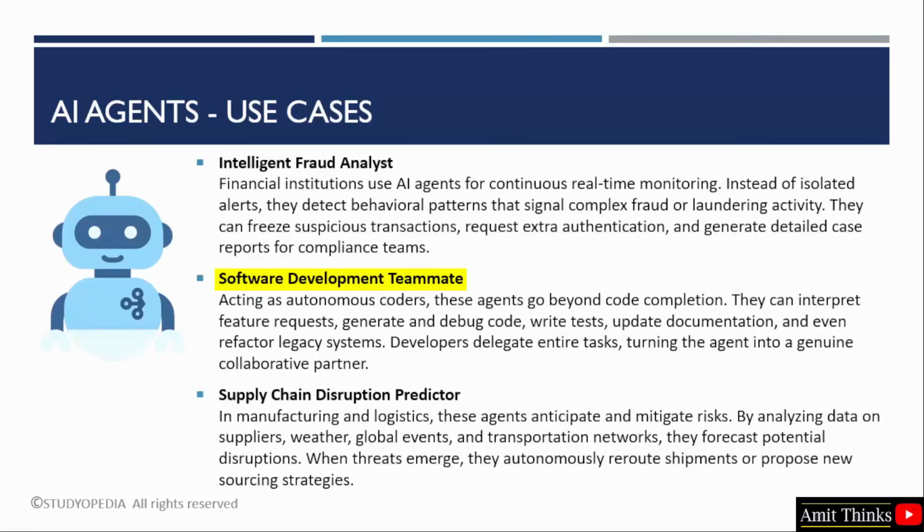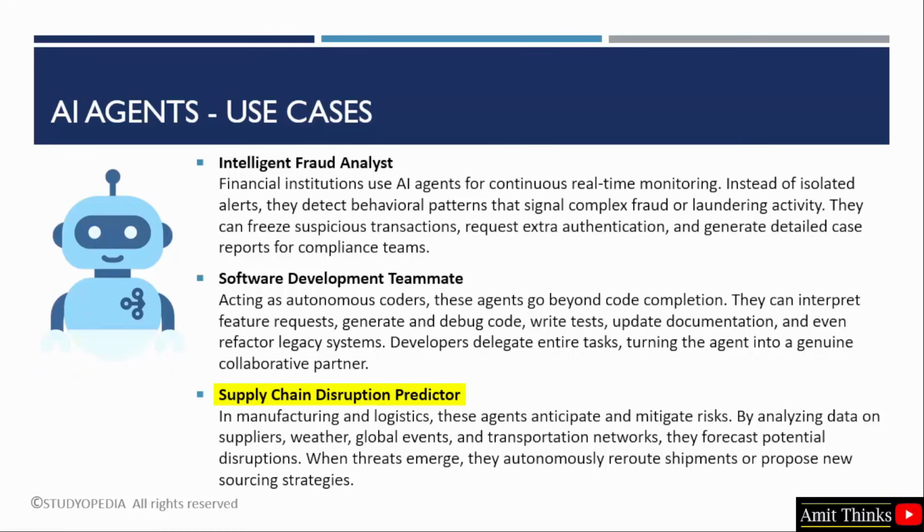Software development teammate. AI agents act as autonomous collaborators in software engineering. Beyond simple code completion, they can interpret feature requests, generate and debug code, write unit tests, update documentation, and even refactor legacy systems. Developers can delegate entire tasks, transforming the agent into a true coding partner that accelerates delivery and improves quality.